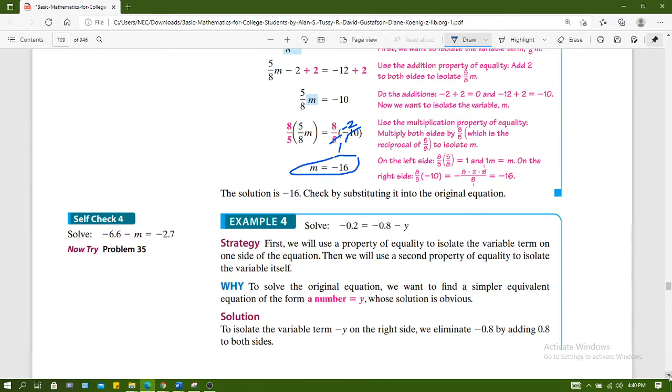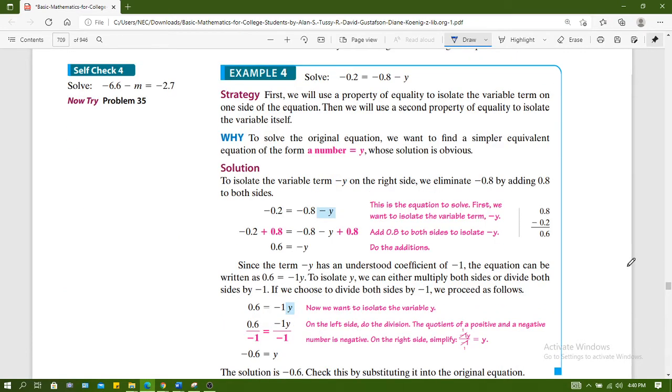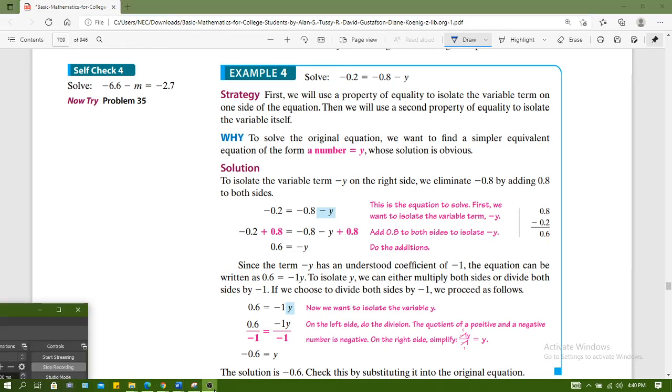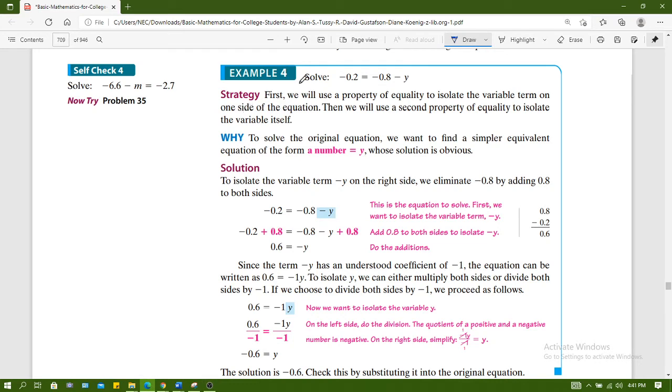Now, let's continue with example number 4. There are 2 objectives only, and this section is shorter than the previous ones. Okay, solve negative 0.2 equals negative 0.8 minus y. And after solving this, you check your answer. Then you answer also self-check number 4. You may pause the video here. Okay, I hope you're okay, or you already have the solution.